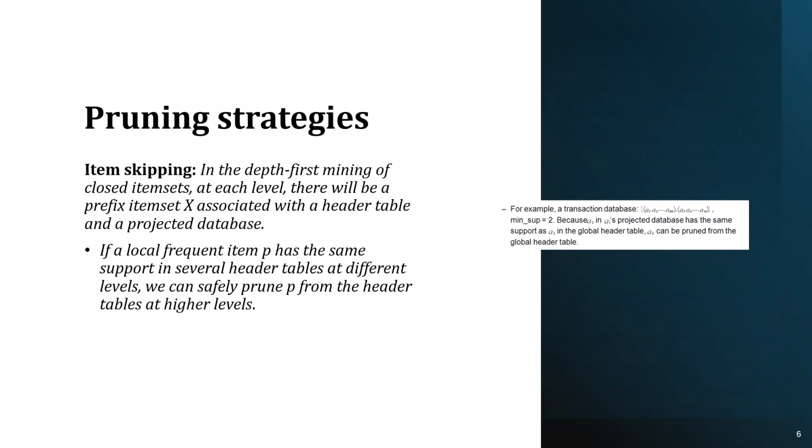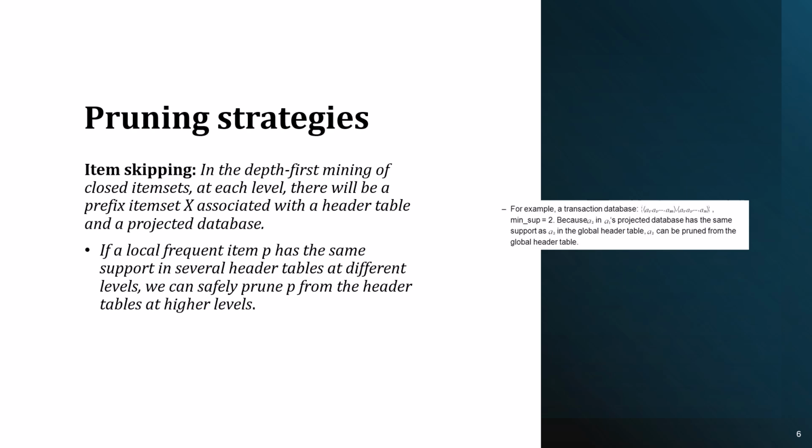In the depth-first mining of closed item sets, at each level there will be a prefix item set X associated with a header table and a projected database. If a local frequent item P has the same support in several header tables at different levels, we can safely prune P from the header tables at higher levels.